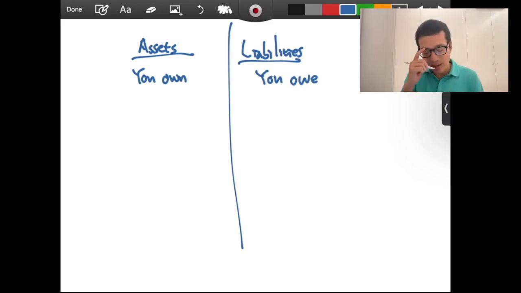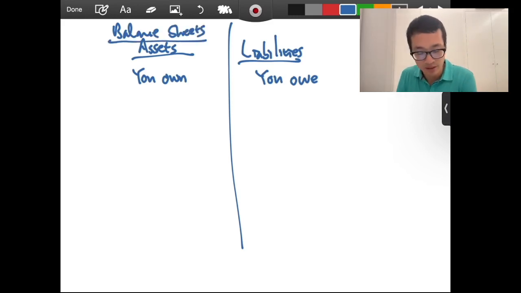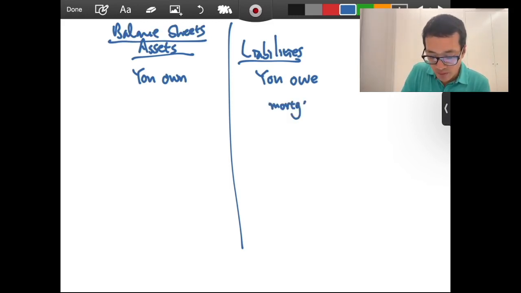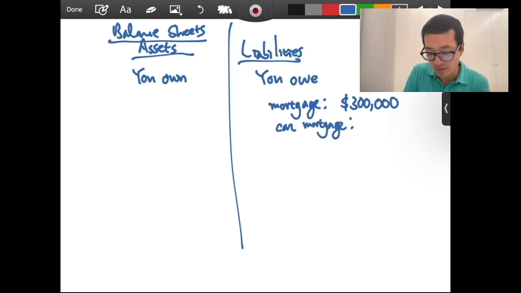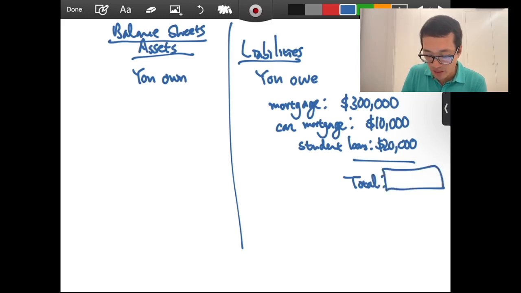So for example, this is what would be called the balance sheet. It's just a fancy name for showing your assets and showing your liabilities. So if you list all the things that you owe other people, maybe the house mortgage. Okay, let's say you owe the bank $300,000 for the mortgage. Maybe you owe a car mortgage because you also borrowed some money from the bank, and maybe you owe $10,000. Maybe you have student loans, and maybe that's $20,000.